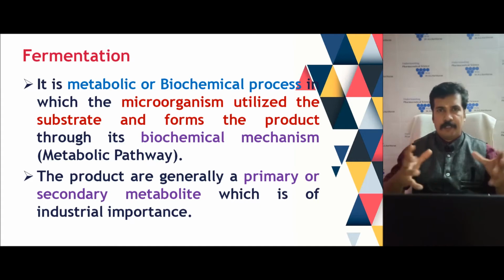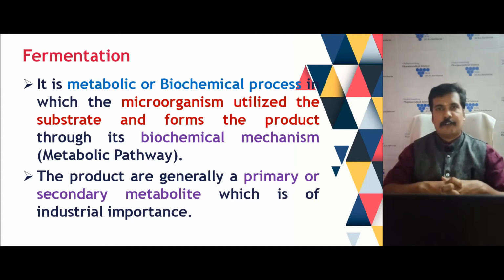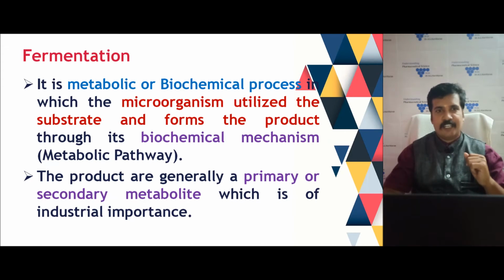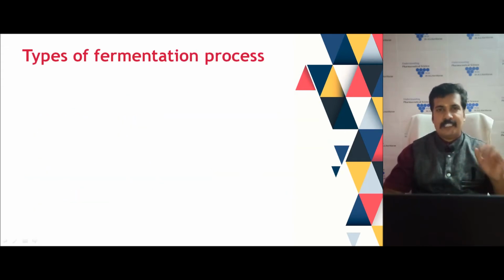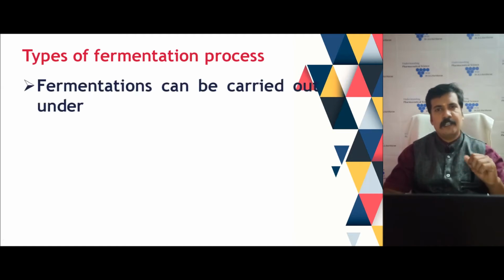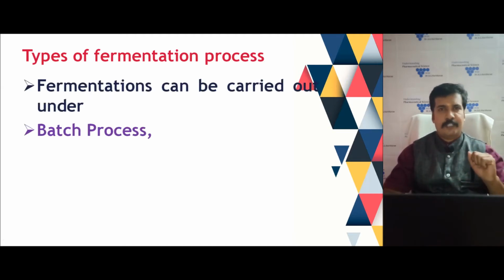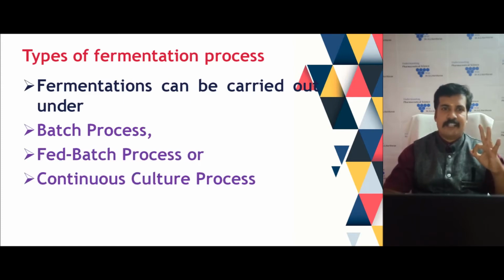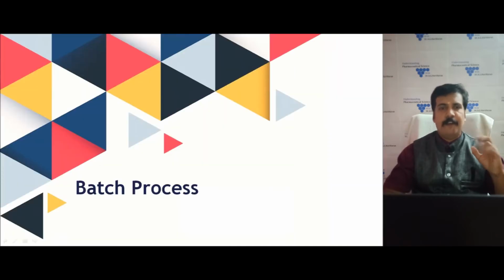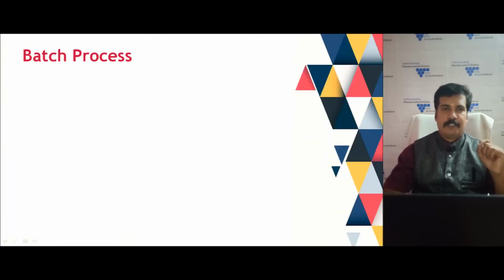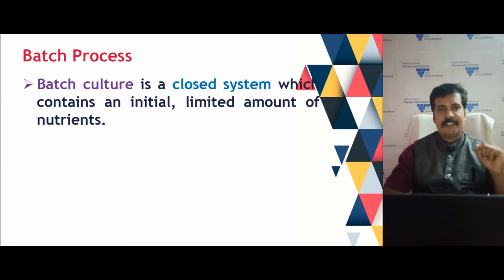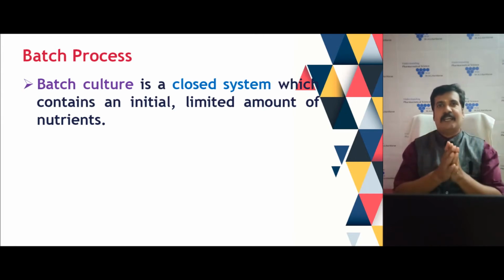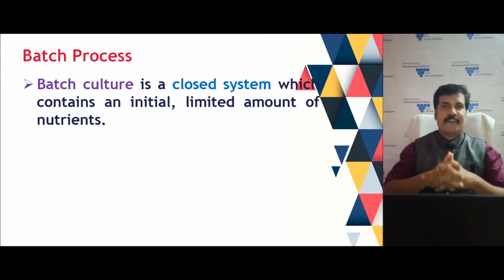So based upon the nature of what we collect from the microorganism through the fermentation process, we can classify the fermentation process. We can classify it basically into three types. One is the batch process, second is the fed batch process, and third is the continuous culture process. First, the batch process: the term itself tells it works as a batch. Batch means a specific quantity.